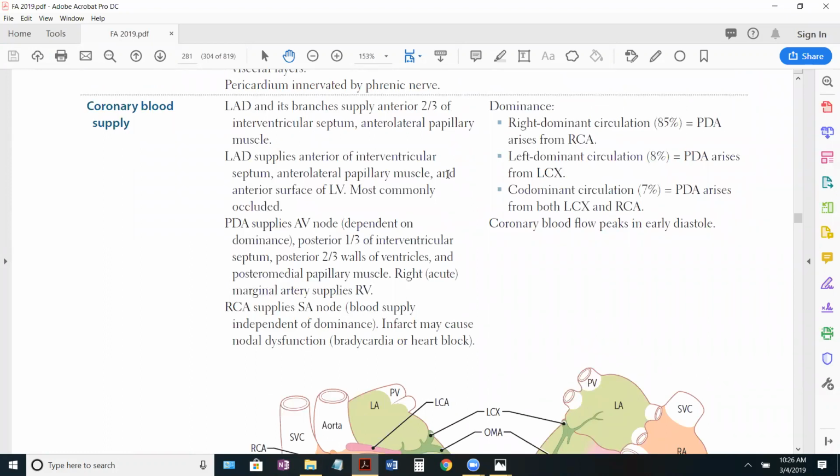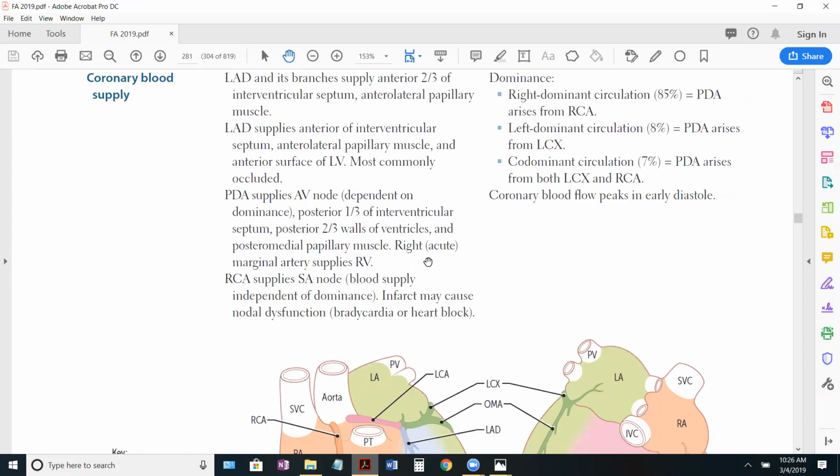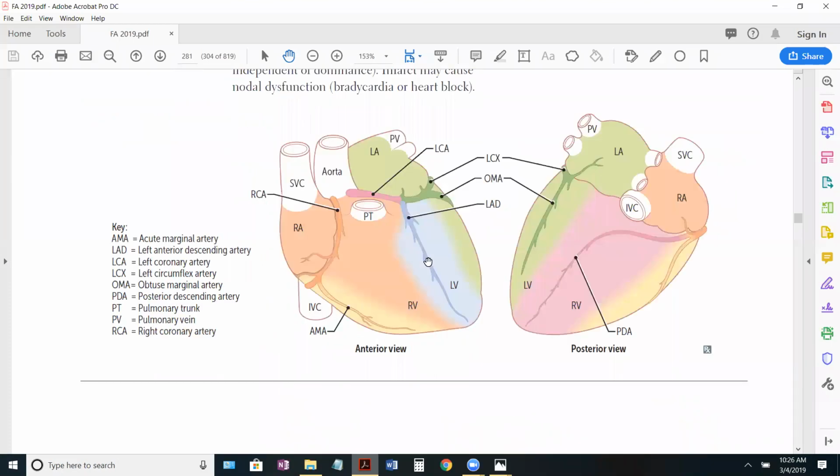One more super high yield topic is the coronary blood supply. What do you know about the coronary blood supply already? So this is the picture here. The left main coronary artery is the main one, dominant. The most common one that is occluded is the left anterior descending. Very good.